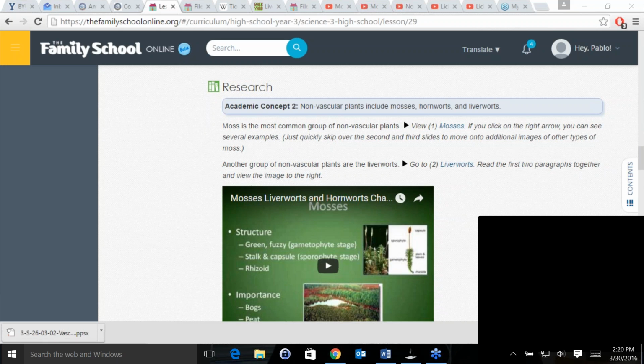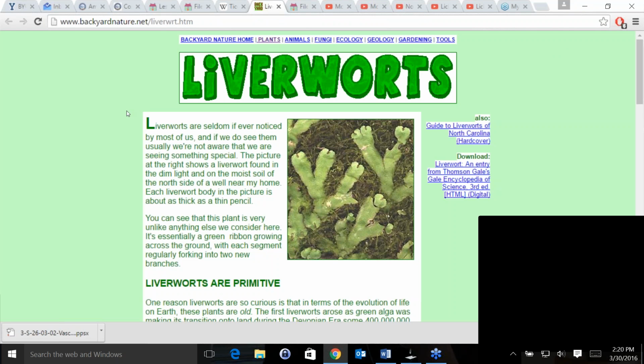Okay. Awesome sauce. So, academic concept 2 is non-vascular plants include mosses, hornworts, and liverworts. So you know that moss is one of the most common groups of non-vascular plants. Kind of already gone over that. Another one is liverworts, and there's also a picture of that one, but it's basically a small flowerless green plant, and it has leaf-like stems you can see and lobed leaves. And so that's a pretty cool picture.